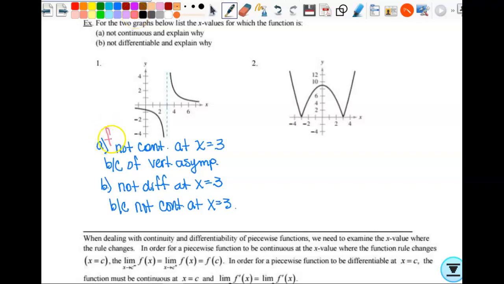So f is not continuous at x equals 3 because of vertical asymptote, and f is not differentiable at x equals 3 because f is not continuous. So you have to say what you're talking about. Like there's no it. So f is not continuous at x equals 3 because of the vertical asymptote. So what I actually have in my paper is that f is not continuous at x equals 3, therefore f is not differentiable at x equals 3, which is the same thing. It's just said backwards, right? Okay, try number 2. So what you get written down for A and B on number 2.